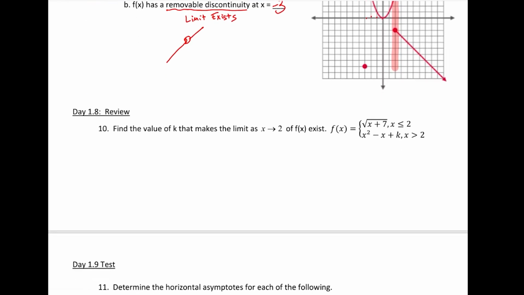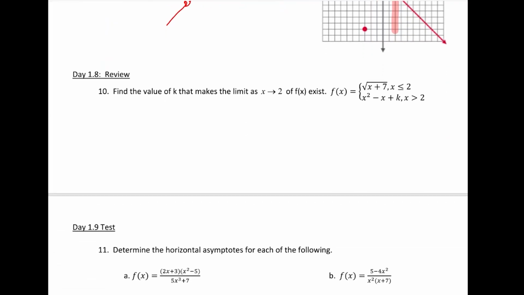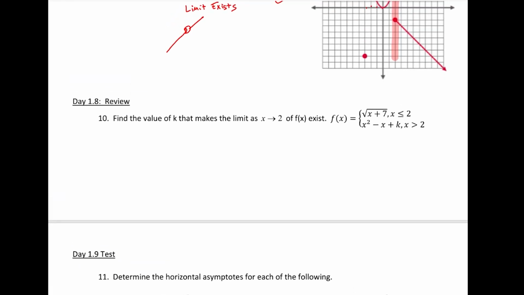Okay, the day after that, we reviewed for our test. So this is just going to be kind of a random question from that review, and this is going to be about continuity again. It says, find the value of k that makes the limit as x approaches 2 of f of x exist. So in order for that to exist, the left and the right-hand limits have to be equal.